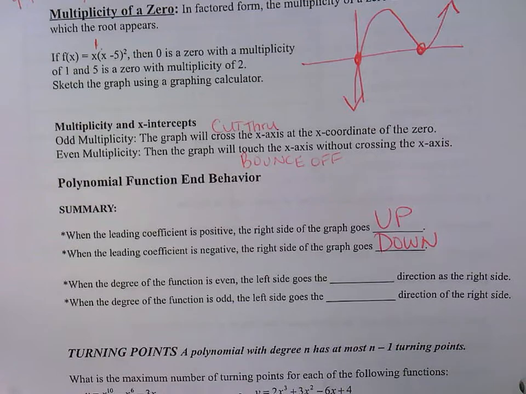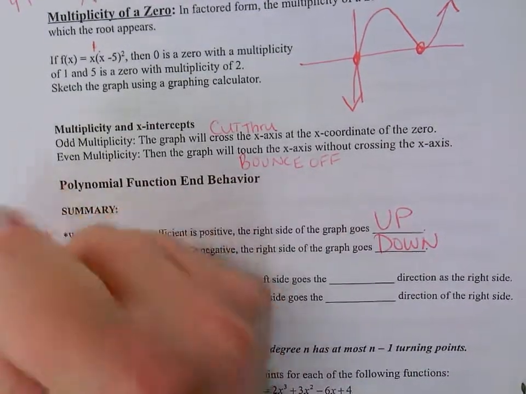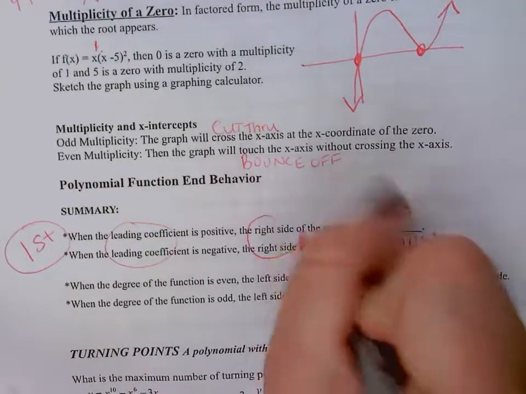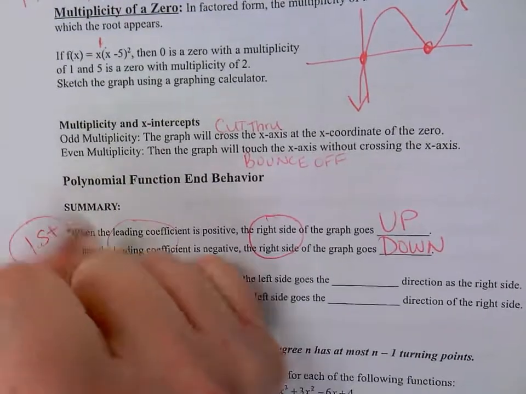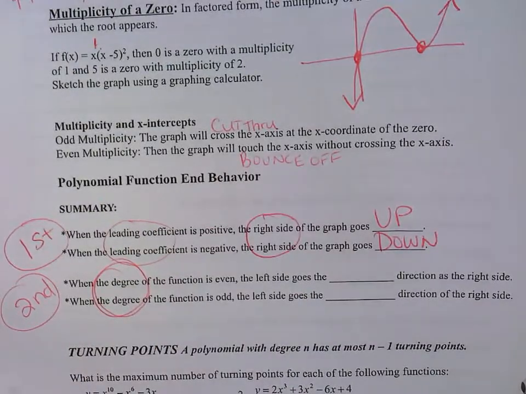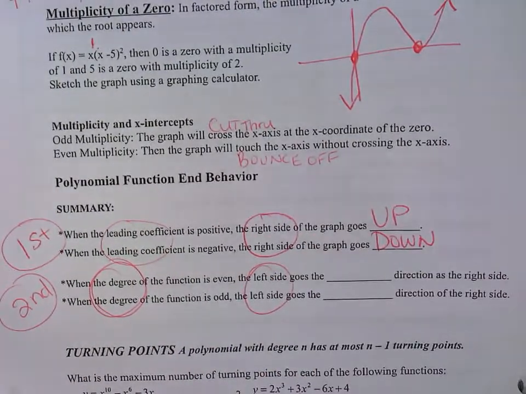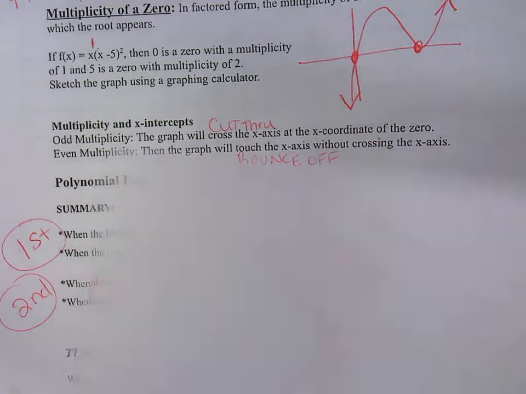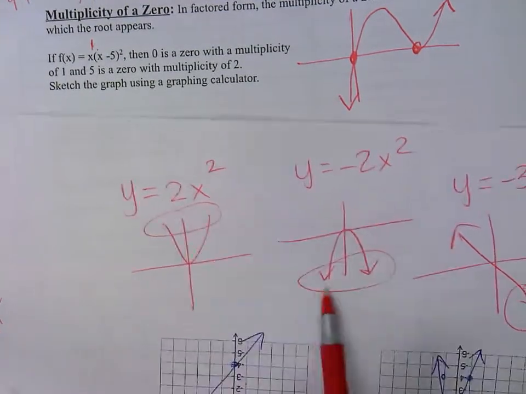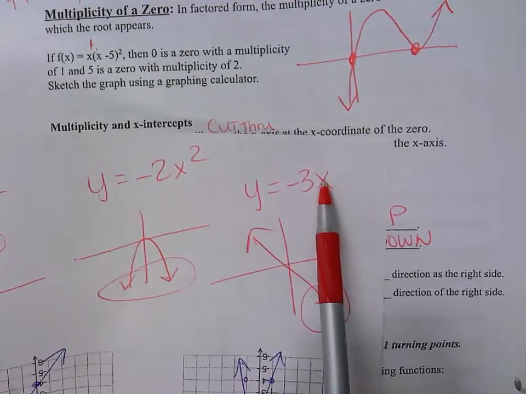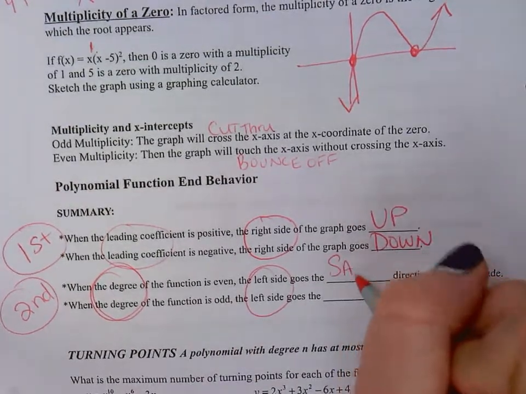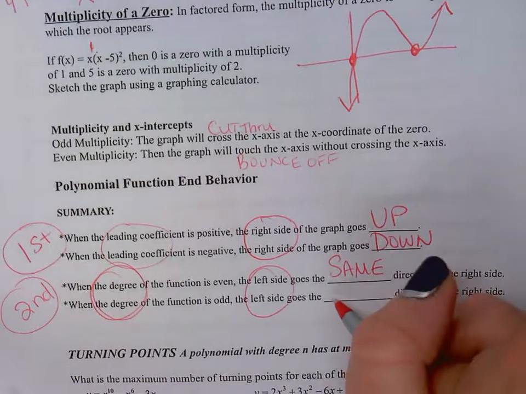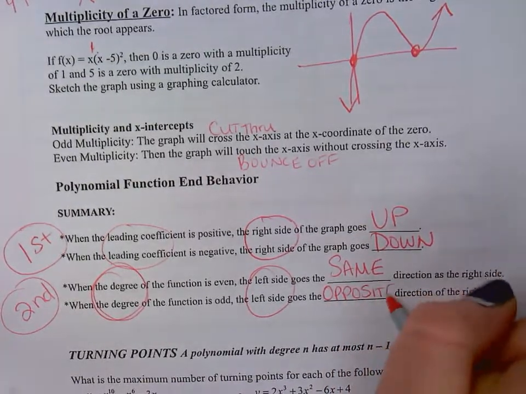So your leading coefficient, you do this first. Your leading coefficient tells you the right side of the graph. And then the degree of the function, you look at second. The degree of the function is going to tell you what the left side does. If it's even, like x squared, they're going to go in the same direction. If it's odd, like a linear function, they're going to go in opposite directions. So it says if the degree is even, the left side goes in the same direction. And if it's odd, they go opposite, odd, opposite, both start with the letter O.